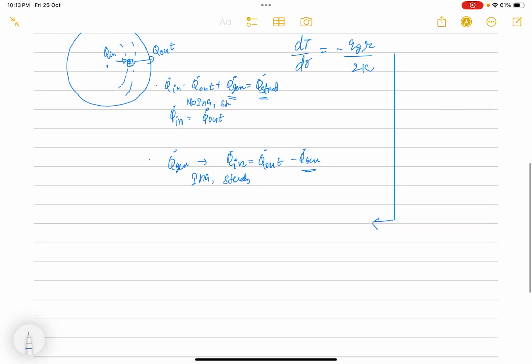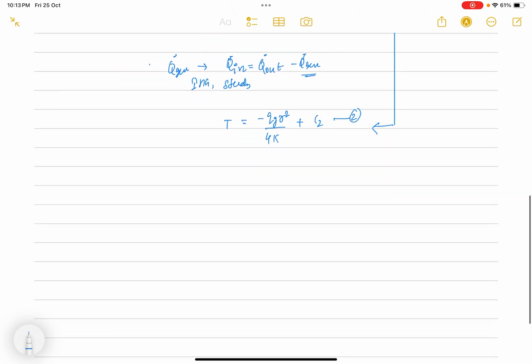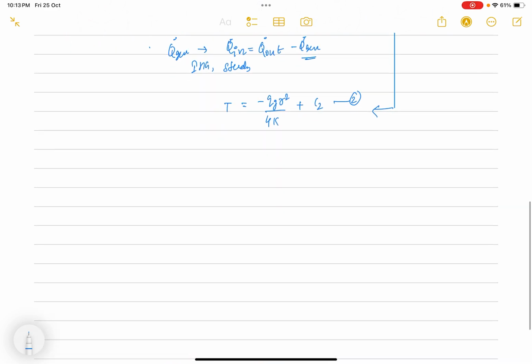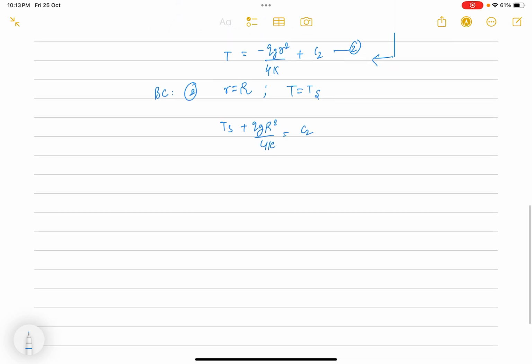So we have to integrate it one more time. Integrating, we get T equals C2 minus qg r squared divided by 4k. The other boundary condition is the surface temperature: at r equal to capital R, the surface, the temperature is Ts. Plugging in that value, we get C2 as Ts plus qg capital R square divided by 4k.